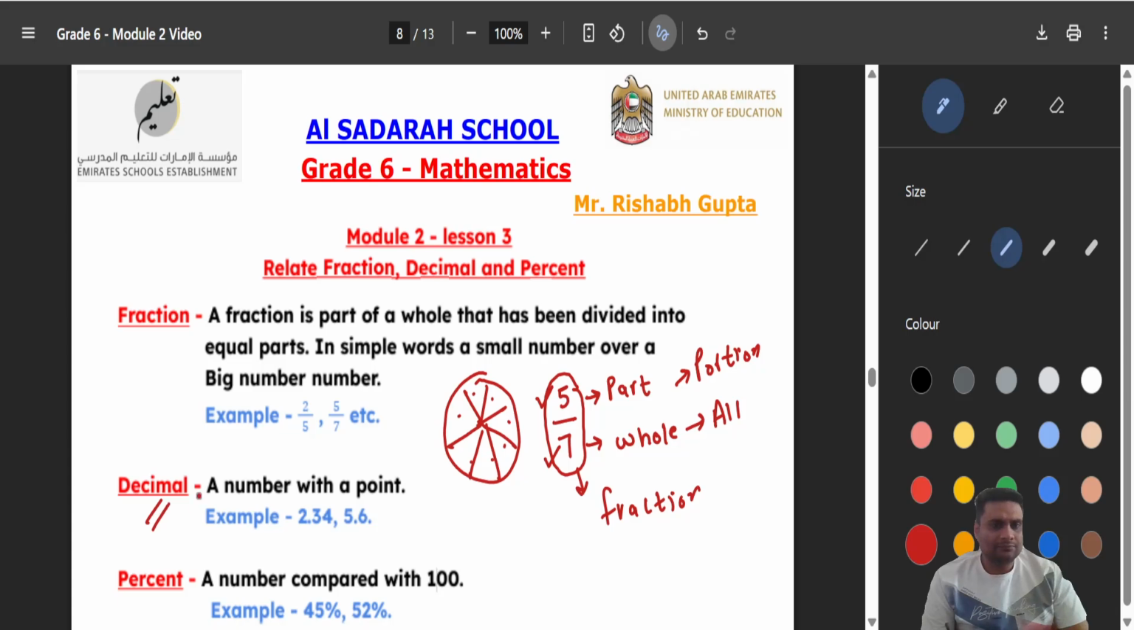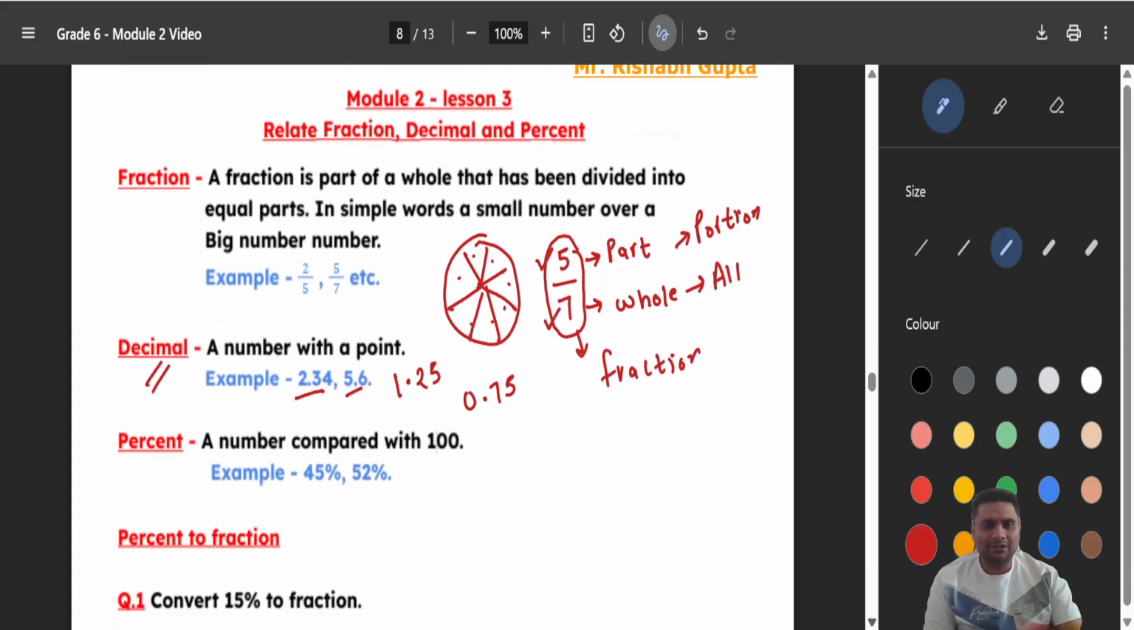What is decimal? Decimal means a number with a point. For example, 2.34, 5.6, 1.25, 0.75. These are decimal numbers. So any number with a point is known as a decimal number.